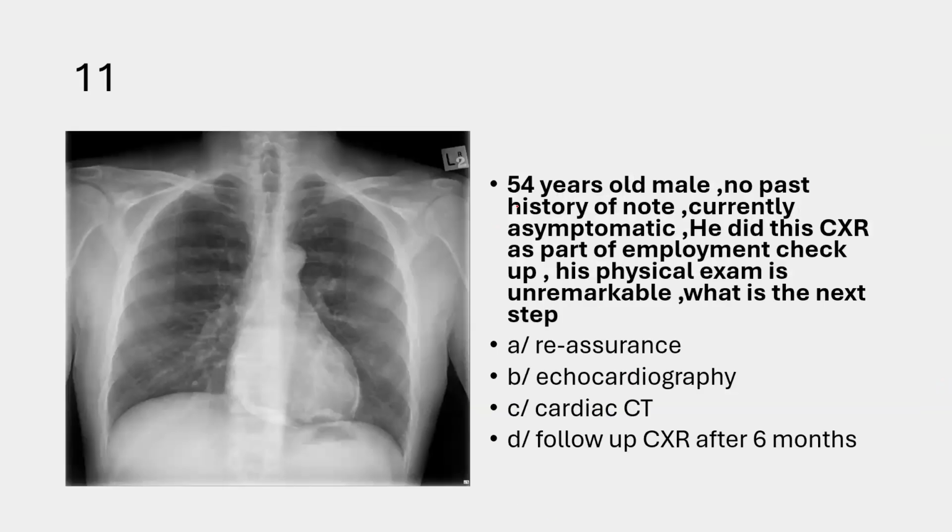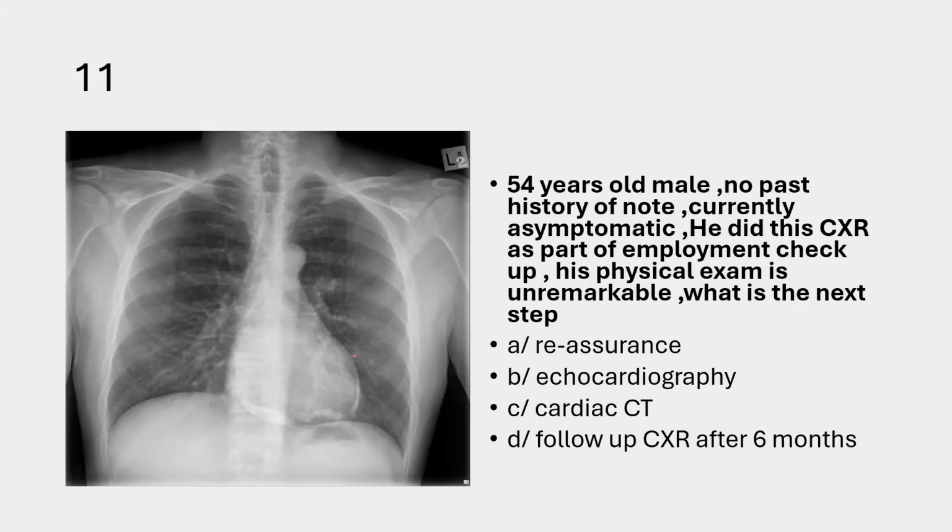We have this 54-year-old male, no past history of note, currently asymptomatic. He did his chest X-ray as part of an employment checkup. His physical exam is unremarkable. What is the next step? So we did this chest X-ray as part of a medical checkup, and that's what we see. Are you going to reassure, do echo, do cardiac CT, or follow up chest X-ray after 6 months? That depends on what you read in this chest X-ray. So what do you see? There is pericardial calcification, so we'll order cardiac CT.